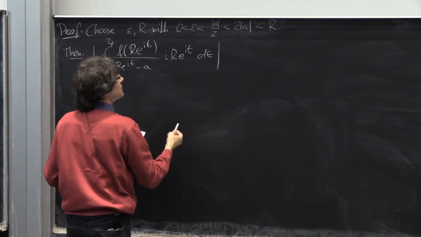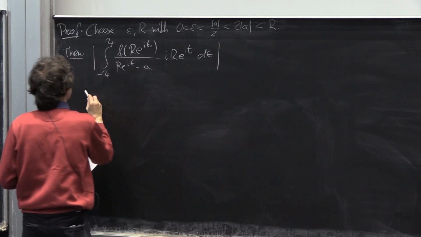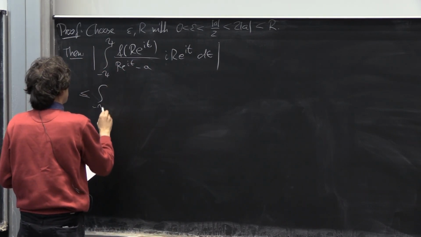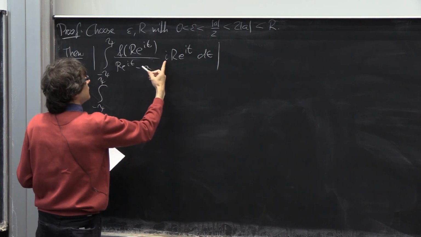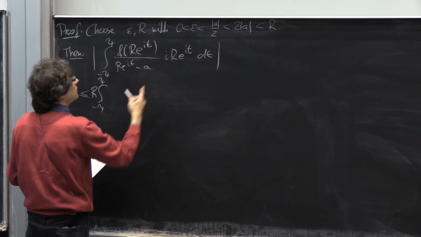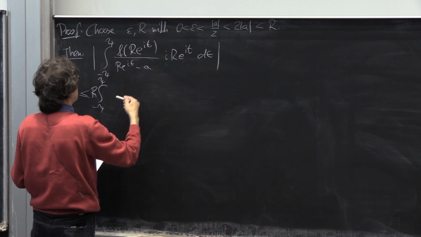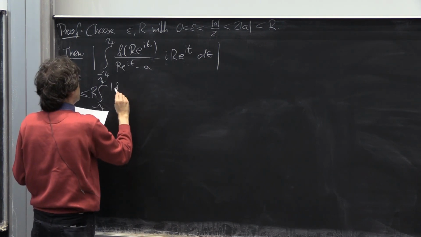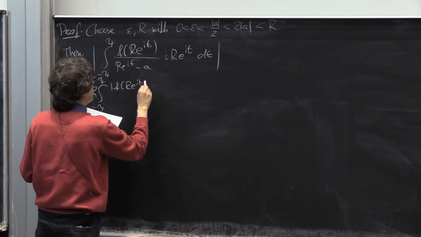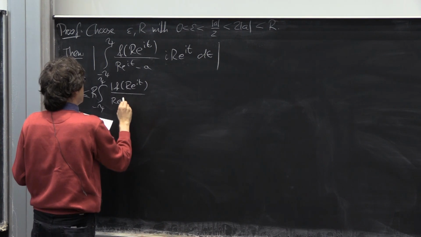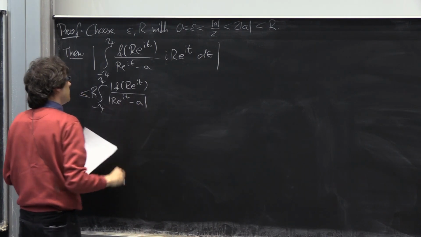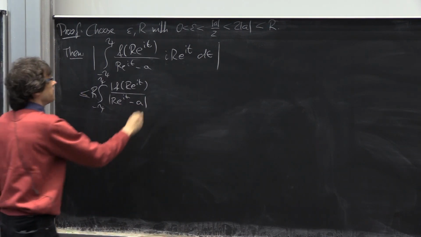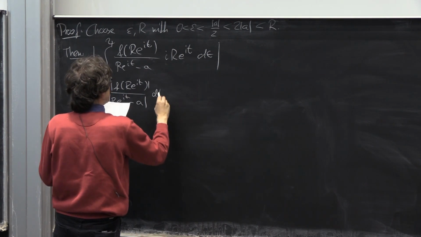So what we do is the evident thing. We take the modulus inside the integral from minus psi to psi. We have an R. This drops out, is 1. This is 1. So f of r e to the it over r e to the it minus a, dt.